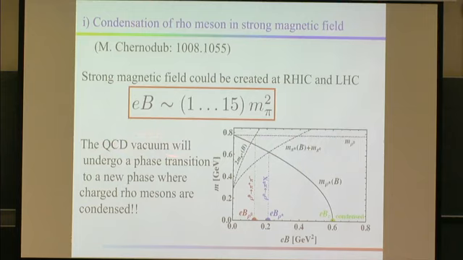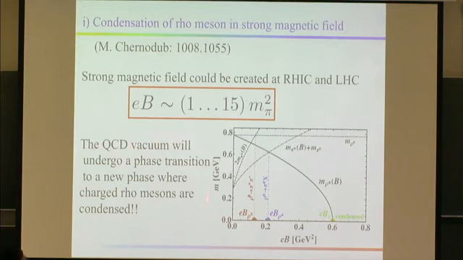In such very huge magnetic fields, the vacuum of QCD will be changed. It is said the QCD vacuum will undergo a phase transition to a new phase where charged rho mesons are condensed.